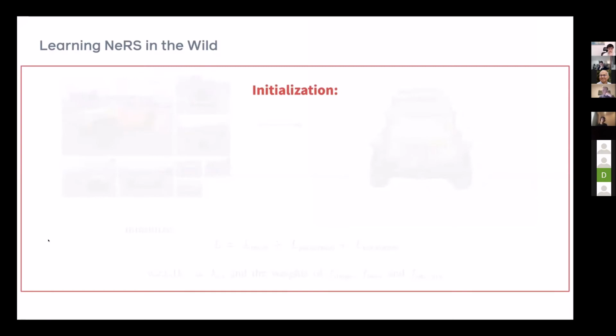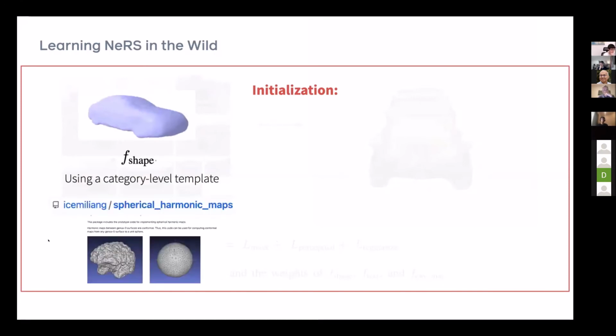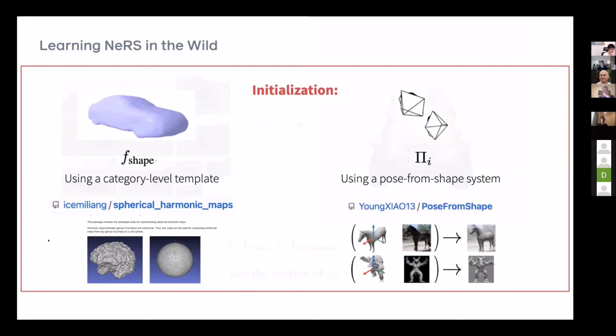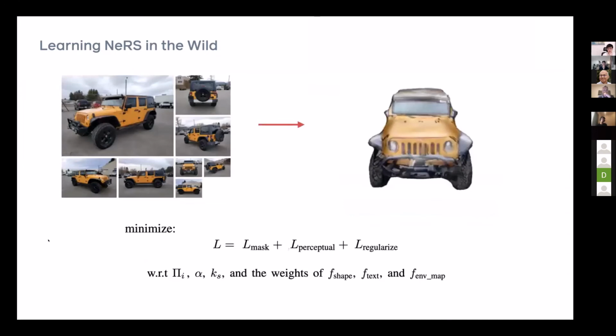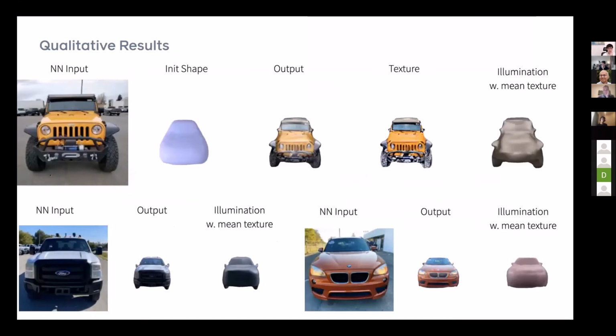And to do this, as I said earlier, we assume some initialization in the form of a very coarse category-level template shape. In this case, we construct a spherical mapping to this so we can initialize a neural network. And we assume very coarse cameras that are given by some off-the-shelf system, in particular one which takes a CAD template and can give us some approximate cameras given an image. But given these two and a very small number of input images, we're able to reconstruct these kinds of objects given just images from Marketplace.